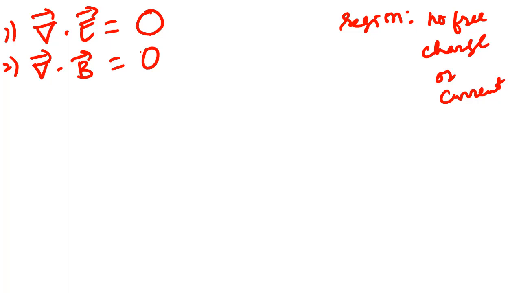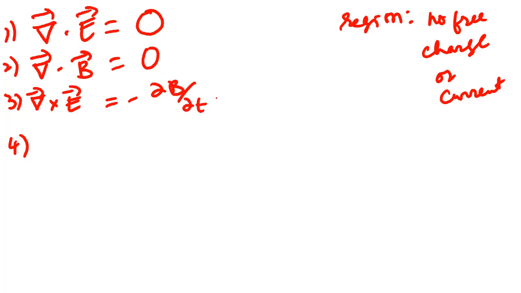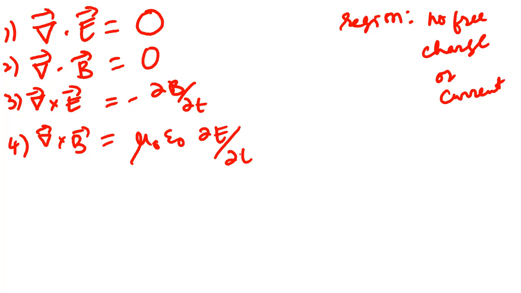And the next two equations relate how the spatial variation in the electric field is related to the temporal variation of the magnetic field, or vice versa. So the curl gives you the spatial variation. Curl of E is equal to minus ∂B/∂t, and curl of B is equal to μ0 ε0 ∂E/∂t.